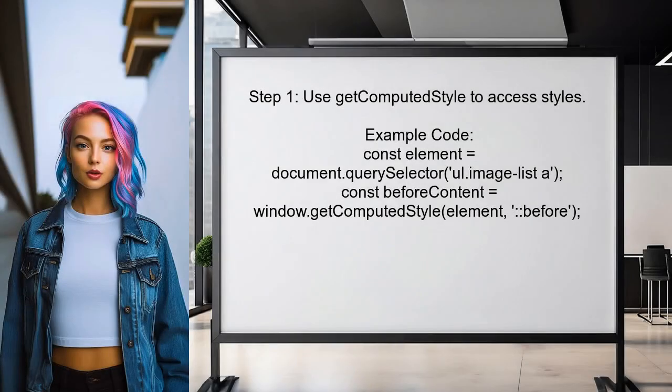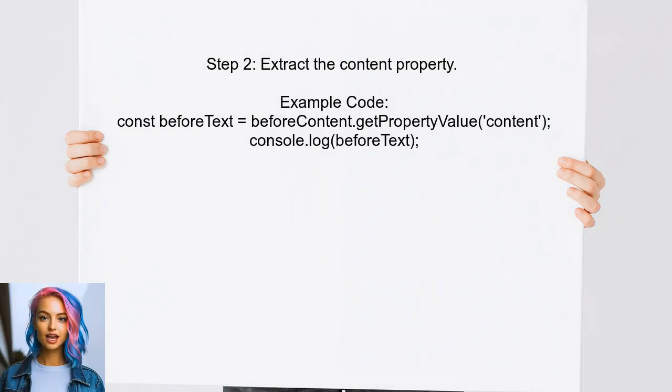To retrieve the content of a DOM element's pseudo-element, such as the before content, the user needs to use the getComputedStyle method in JavaScript. This method allows access to the styles applied to an element. Next, the user should extract the content property from the computed styles. This property will give them the text content of the before pseudo-element.